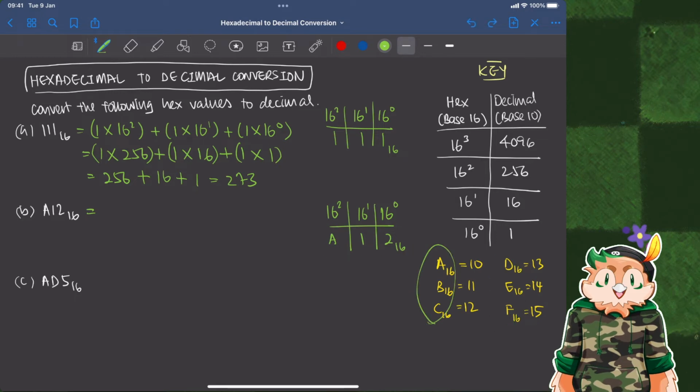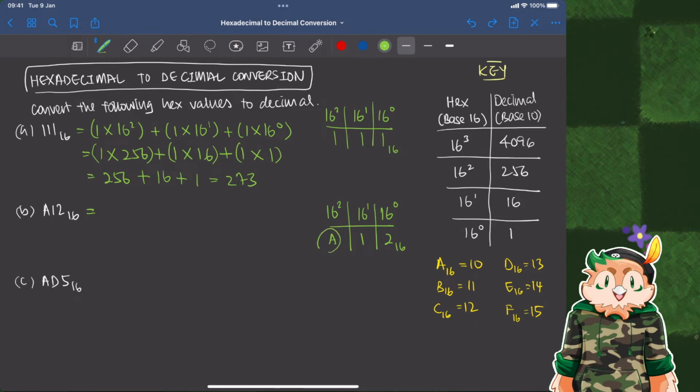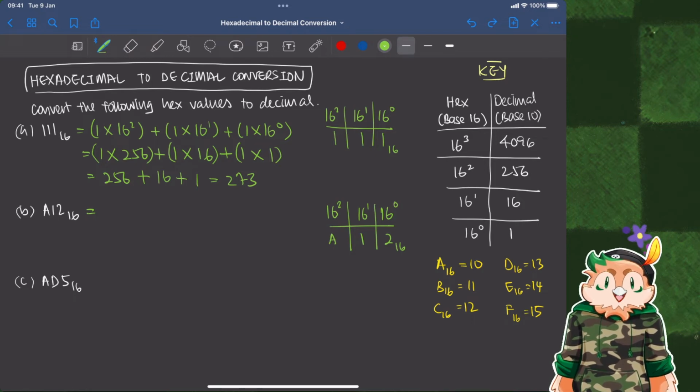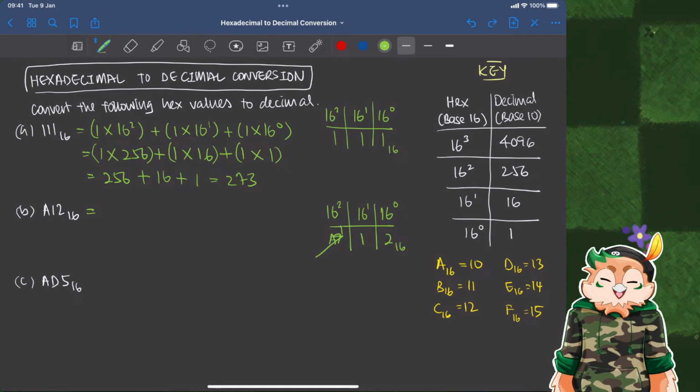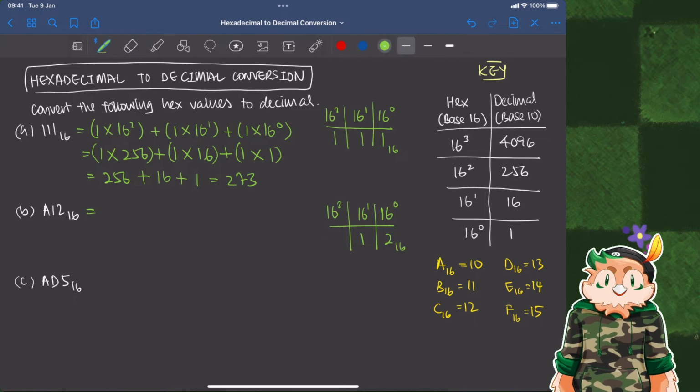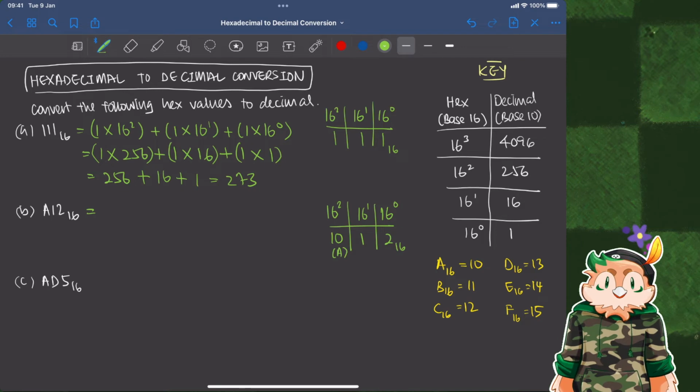In this case, we've got an A right here. So with this one, by referring to the key down here, we know that A is essentially 10. This one here is just simply 10, right? Or perhaps erasing is right, just to keep it neat. So yeah, this is just 10. So let's go ahead and start writing our first line of working.